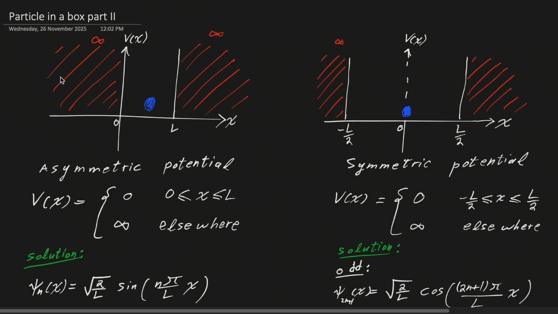Okay, so in a previous video, we tackled the issue of a particle in a box surrounded by an infinite potential. So our potential was zero in a certain region of space and infinite everywhere else. And we solved this exact same problem in two ways. In the first way, we considered an asymmetric potential relative to the origin of coordinates. So we took our potential to be zero in the region of 0 to L and infinite elsewhere.